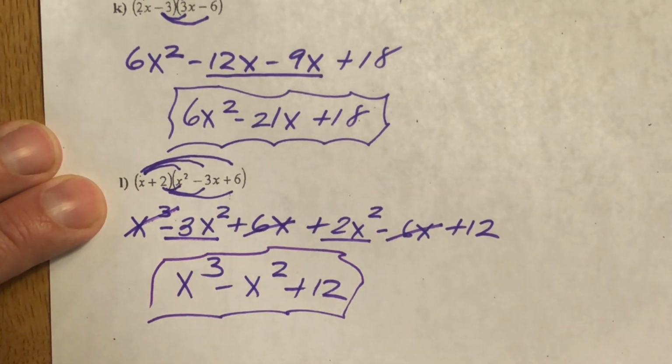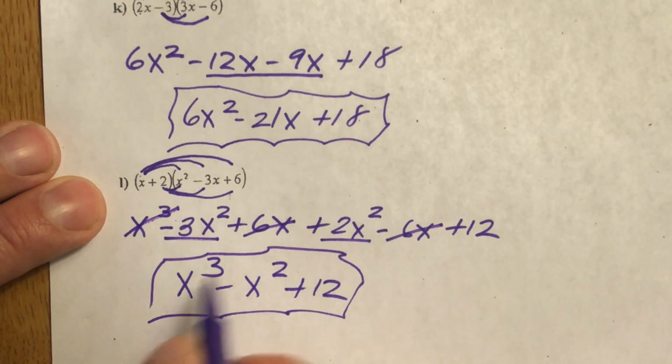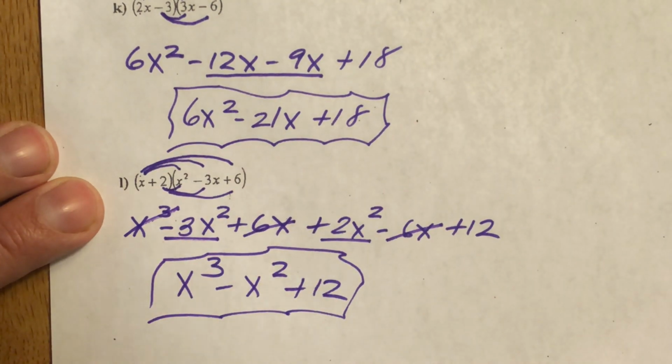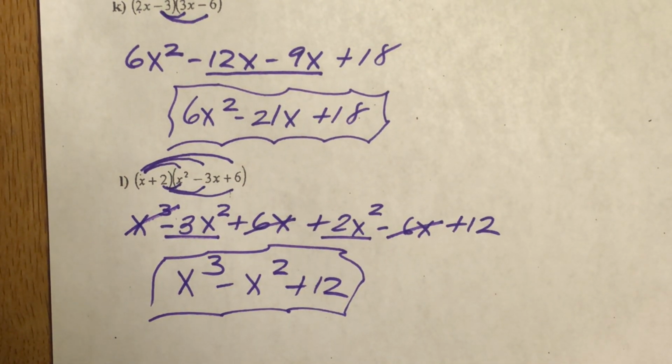All right, so there you go. So x cubed minus x squared plus 12 is the product of multiplying this binomial times that trinomial.